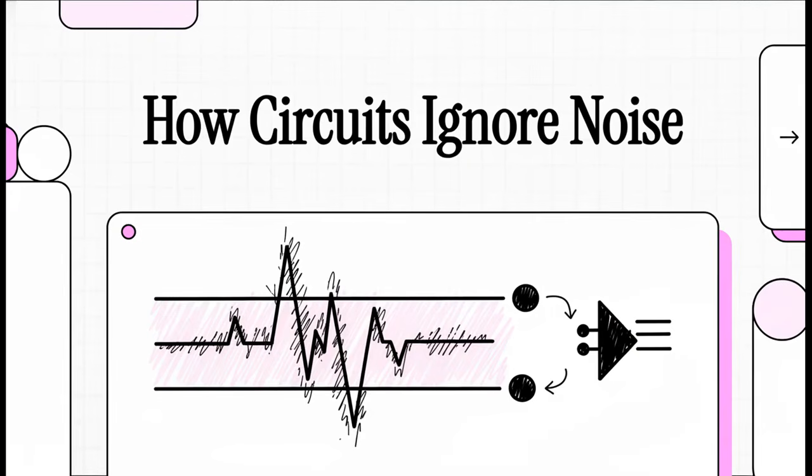Have you ever stopped to think about how your electronics make such clean, decisive choices in what's actually a pretty messy and noisy world? Well, it turns out there's this brilliantly simple trick that circuits use to just ignore all that interference and make smart decisions. And today, we're going to break it all down.